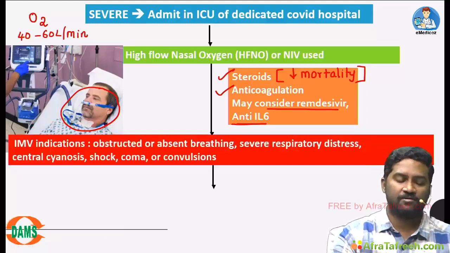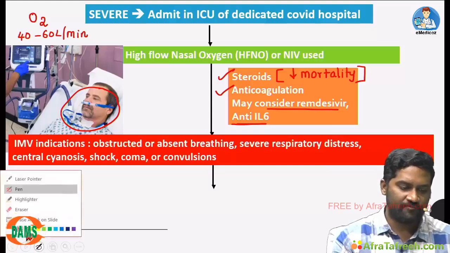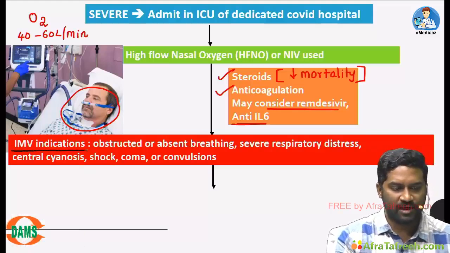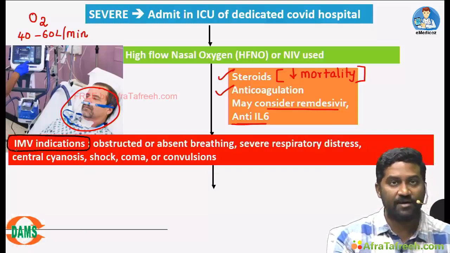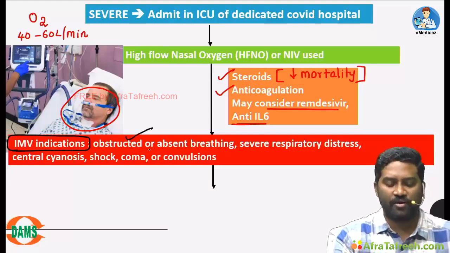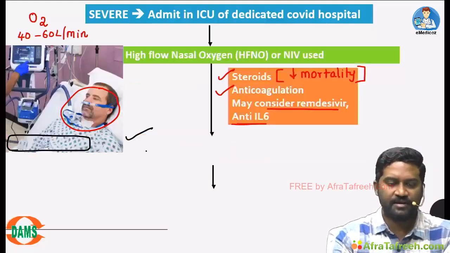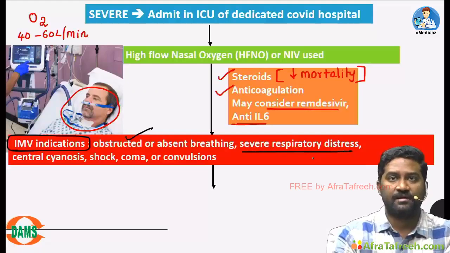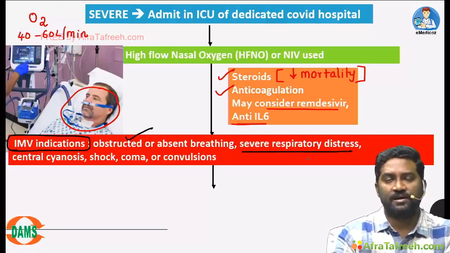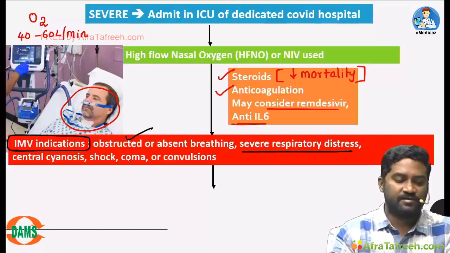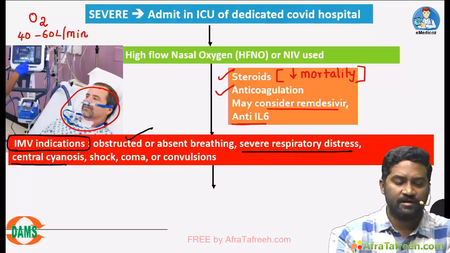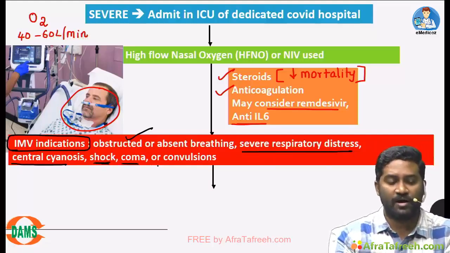Now, if the patient is not improving with NIV or high flow nasal cannula, this patient might require invasive mechanical ventilation. IMV means invasive mechanical ventilation. What are the indications? His breathing is absent or obstructed. He has developed severe respiratory distress. You are giving oxygen, you are giving NIV, still he is having respiratory distress. There is central cyanosis, bluish discoloration of his tongue. He has developed shock, coma, convulsions.